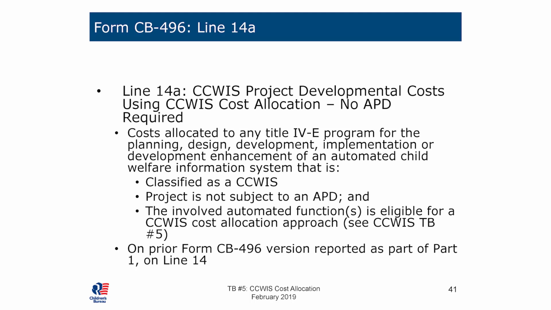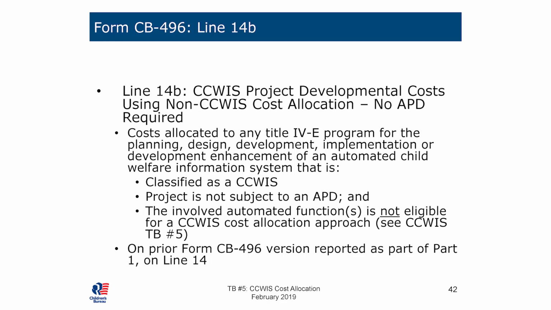So we do want to separately identify these costs, but these are CCWIS project costs that are subject to the CCWIS cost allocation approach. And these amounts were formerly on the CB 496 version in 2018 and earlier years on line 14. Next slide, please. Line 14B is the mirror image of 14A. It's for those CCWIS projects where you have no APD required, but the costs are going to be allocated using a non-CCWIS cost allocation approach. So again, these costs were formerly reported on the old version of the CB 496, but they were included on line 14 of that particular report. So now they're separately broken out.